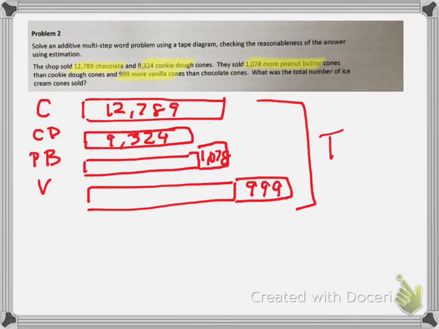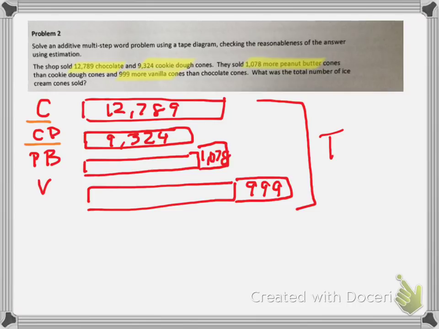All right, second one. I did go ahead and draw the tape diagram ahead of time. So you can see we have 4 tape diagrams in order to find the total. Let me read it to you. We're talking about ice cream cones. The shop sold 12,789 chocolate. There's our chocolate. And 9,324 cookie dough cones. They sold 1,078 more peanut butter cones than cookie dough cones.